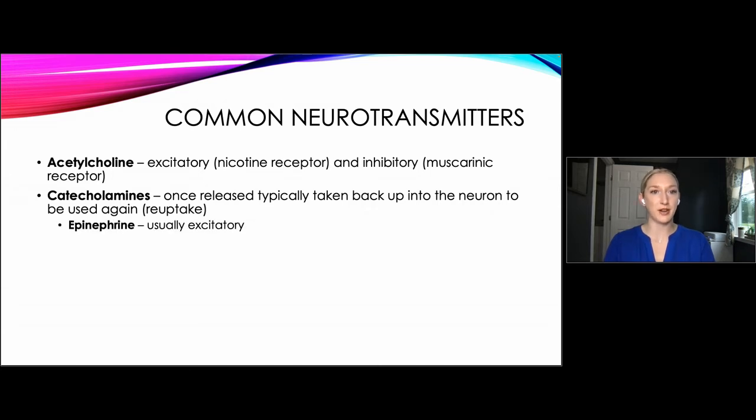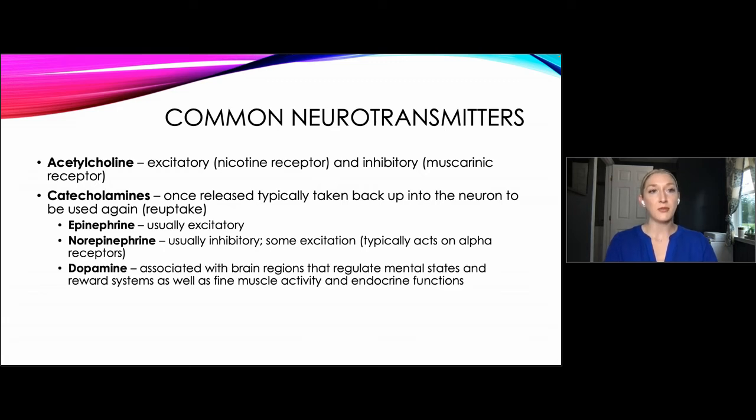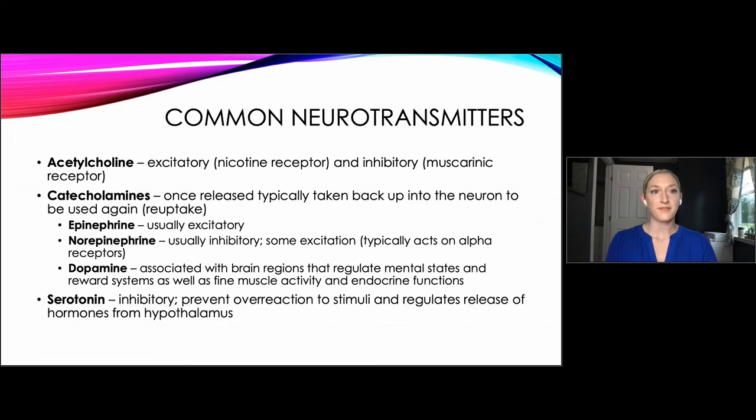And here's where I was discussing epinephrine. Usually epinephrine is excitatory and norepinephrine is usually inhibitory, but it has some excitation. Typically, it's going to act on those alpha receptors, but again, they can act on both. An alpha receptor will constrict blood vessels, whereas beta stimulates the heart. Dopamine is associated with brain regions that regulate mental states and reward systems, as well as fine muscle activity and endocrine functions. Then we have serotonin, which is inhibitory. Serotonin prevents overreaction to stimuli and regulates the release of hormones from the hypothalamus.